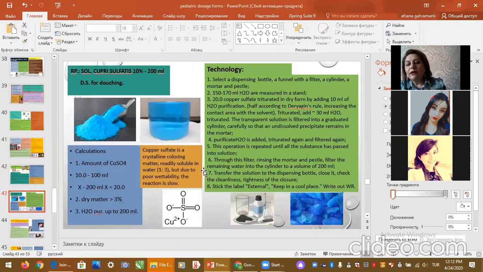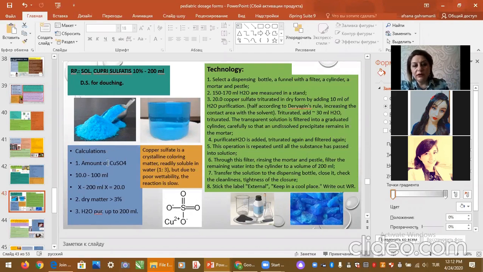Now, our next prescription, cupri sulfatis, which is commonly used in pediatric practice too. Solutionis cupri sulfatis, 10%, 200 milli for dashing. This is our cuprum sulfatum. This is its solution. This is crystals of cuprum sulfatum, and this is chemical formula. At first, we must calculate the amount of every ingredient, and after write working recipe.